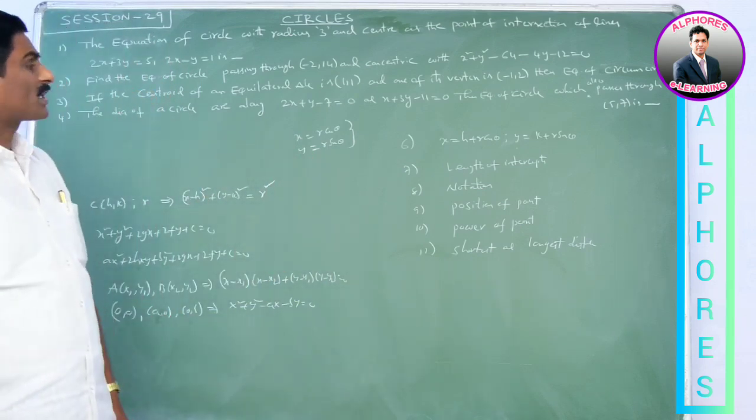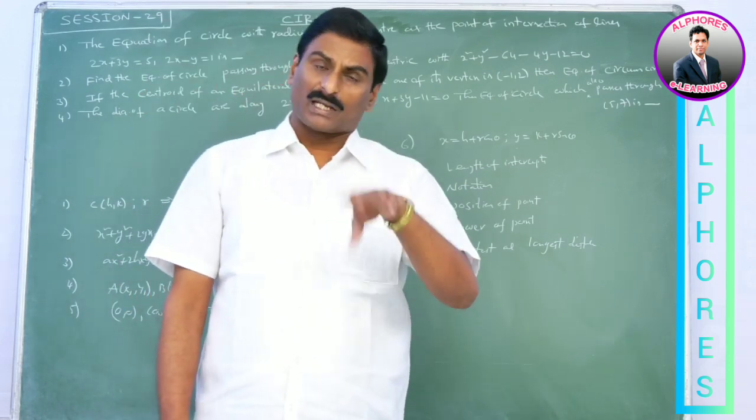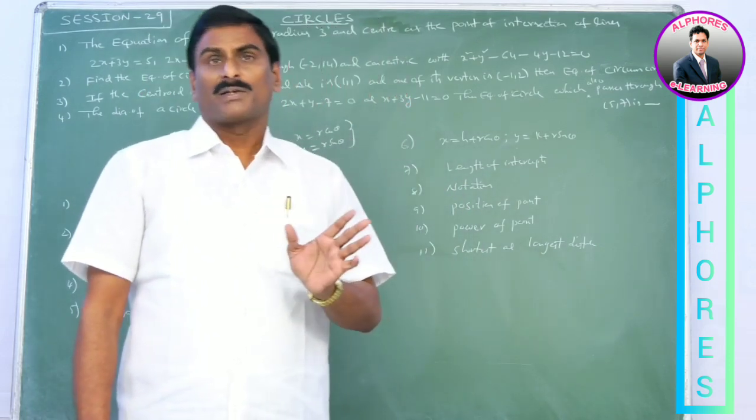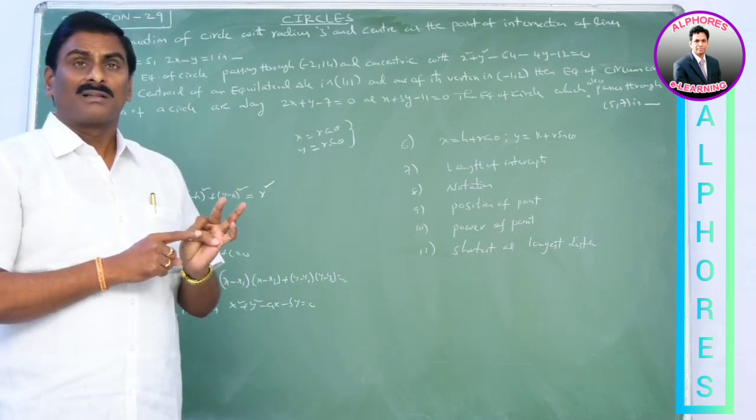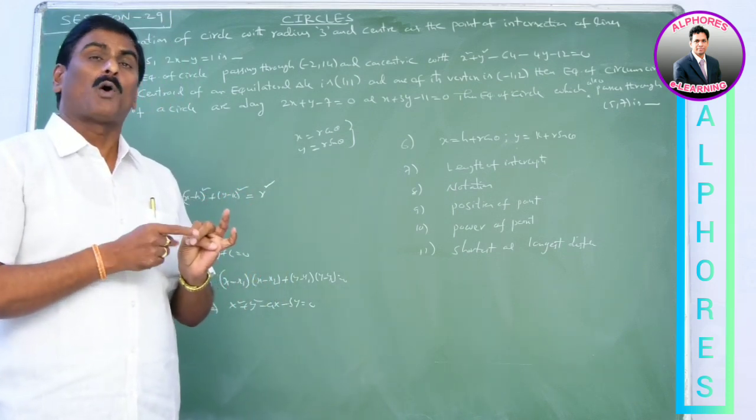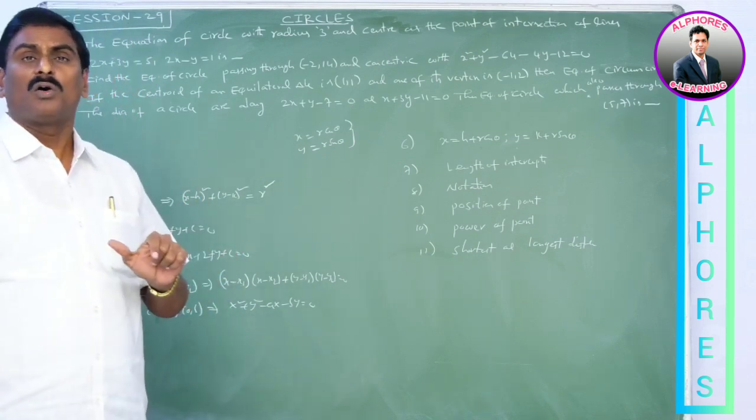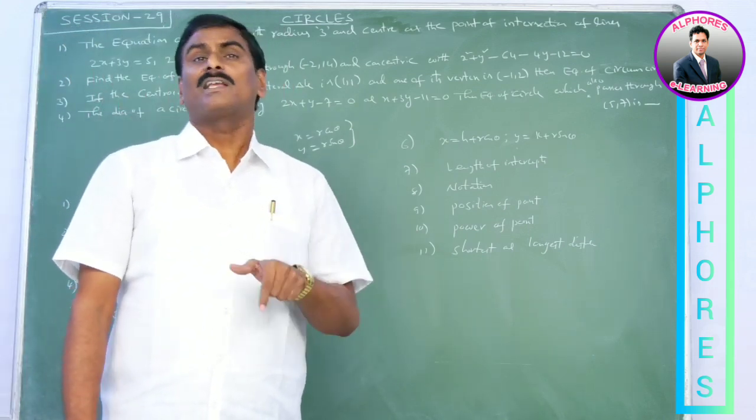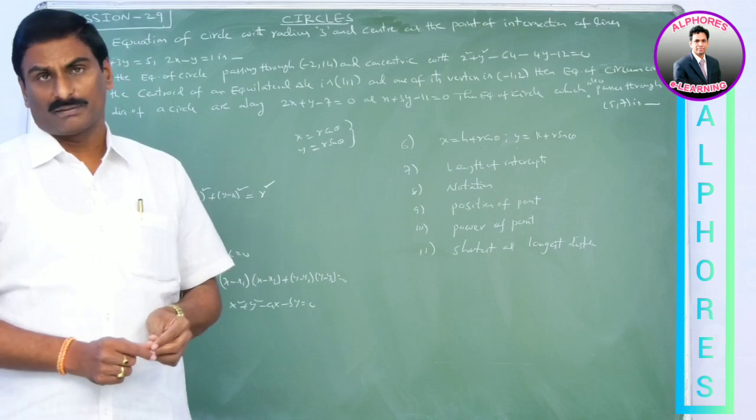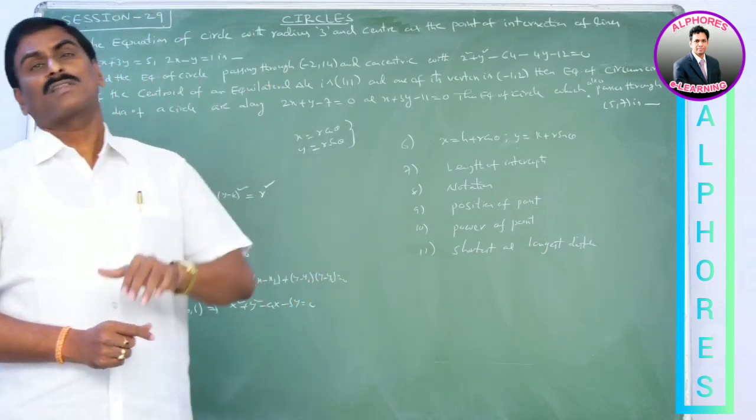Next, position of a point with respect to a circle. Generally, the circle divides the plane into three parts: the interior of the circle, the exterior of the circle, and the circumference of the circle, that means the points on the circle. If S11 is equal to 0, then the point lies on the circle. If S11 is less than 0, then the point lies inside the circle. If S11 is greater than 0, then the point lies outside the circle.